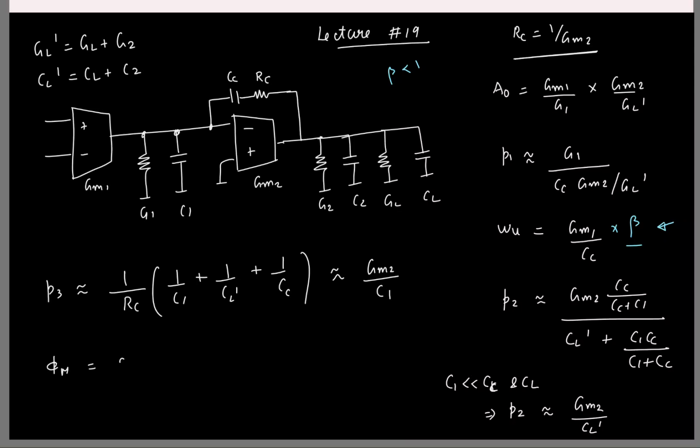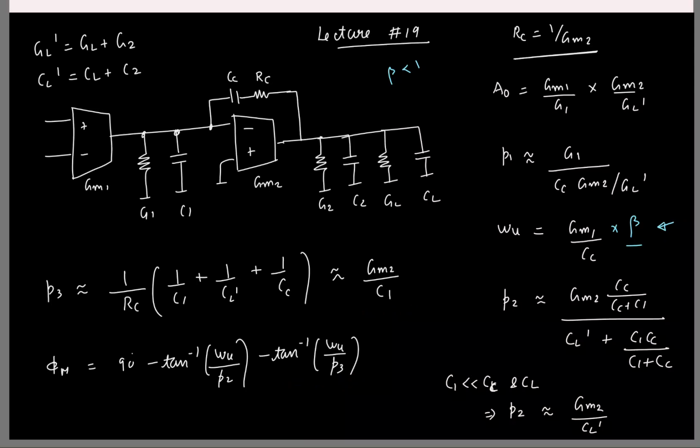90 minus tan inverse of omega u by p2. That is, minus due to the third pole, omega u by p3. This we called theta 3. And in practice, this pole will be at a much higher frequency, so the contribution from the third pole to your phase margin will be very small, usually.